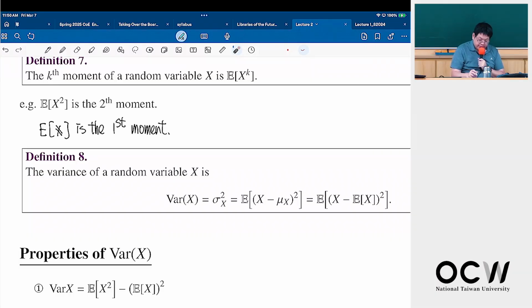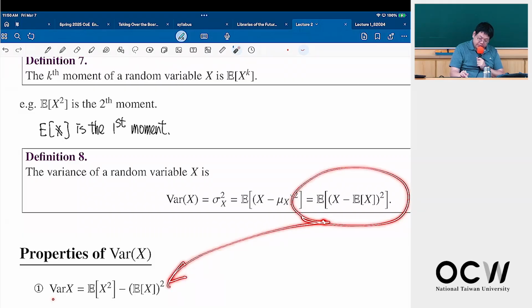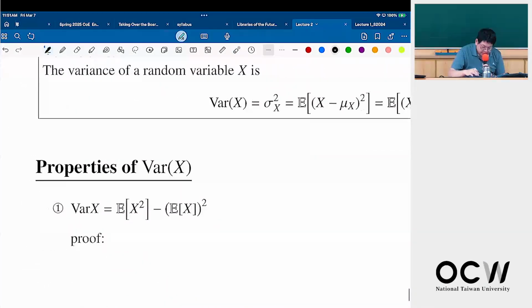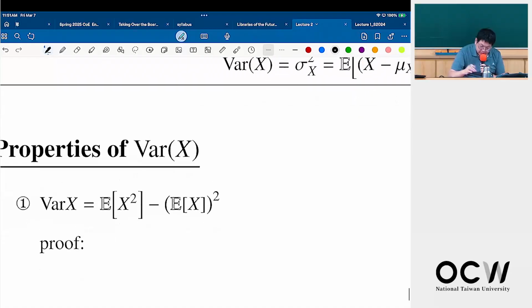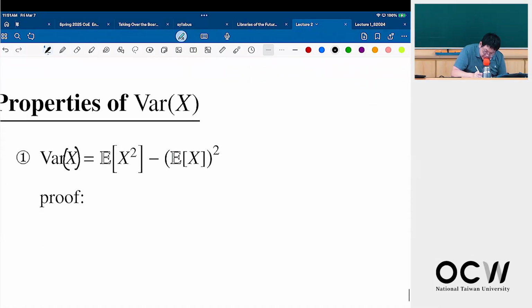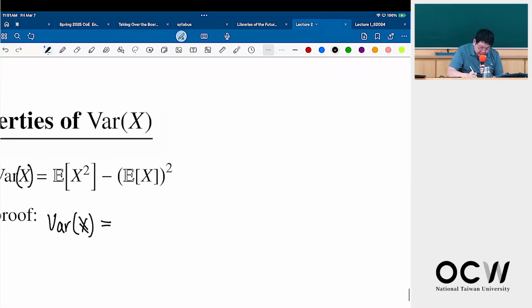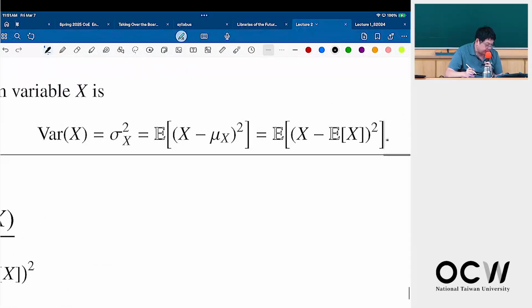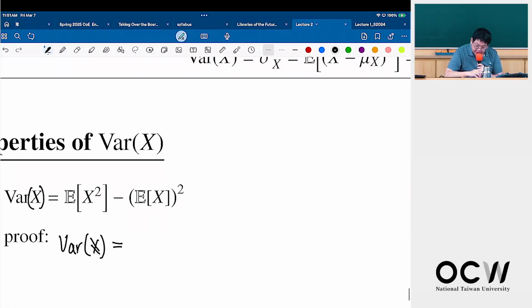If we try to simplify the definition, then you'll get that the variance is the second moment minus the first moment squared. I think I missed the parenthesis. Now let's see the proof. Let's just simplify the definition: x minus the mean, squared.